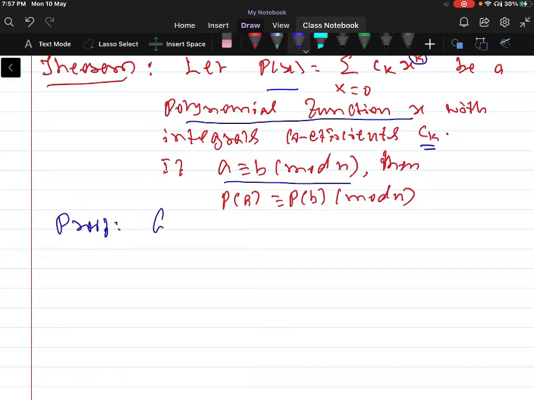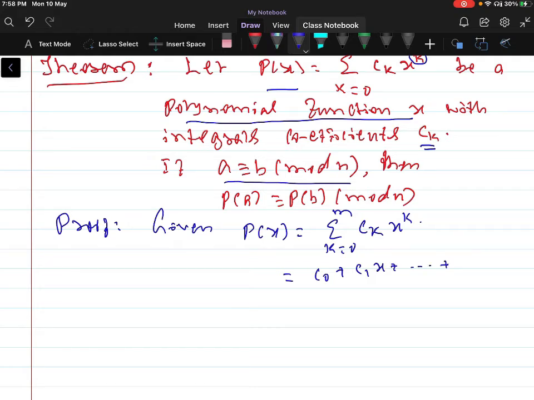Given a polynomial p of x, that is equal to the sum of k equals 0 to m of c_k into x power k. So this is equal to, when k is 0, c_0; when k is 1, c_1 into x power 1, and so on; when k is m, c_m into x power m.